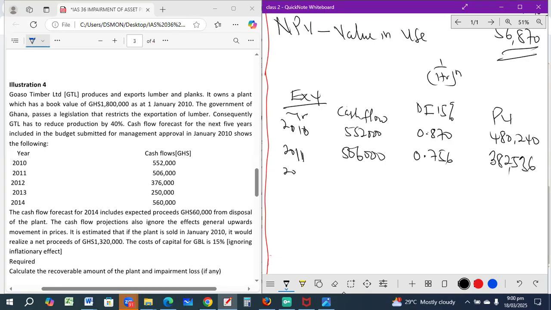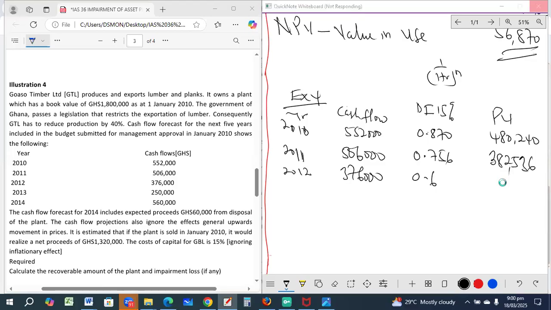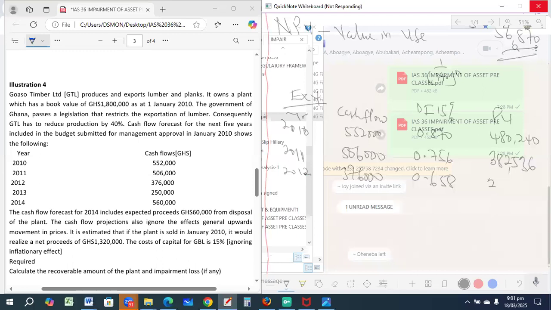Okay. So 2012, we had 376. The discount factor here will be 0.6 something, 0.658. So multiply it by the 376, and that gives $247,408.